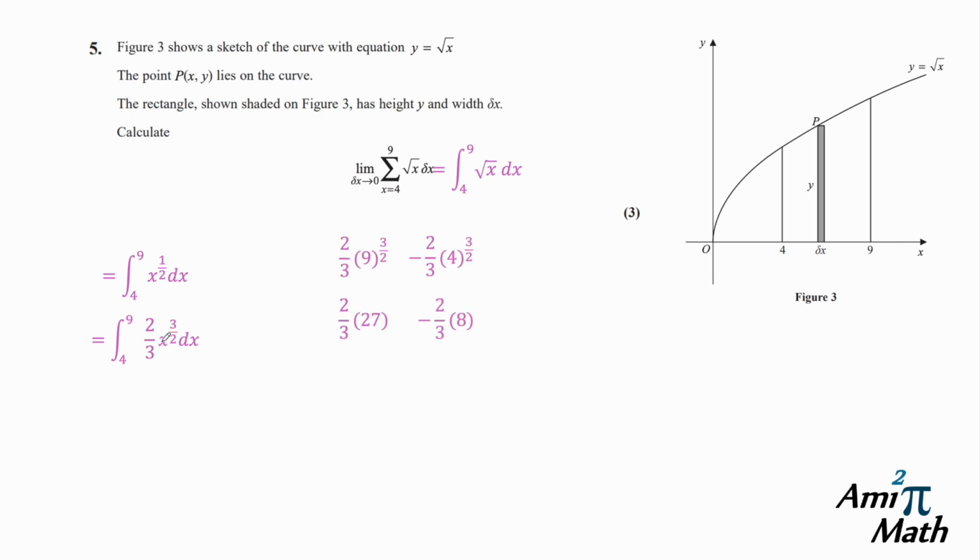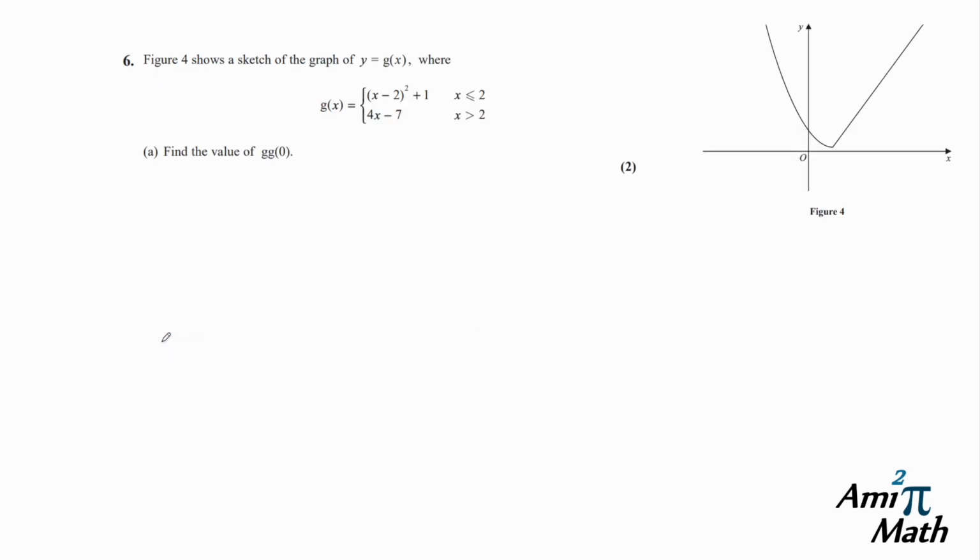And if we expand that, we get this, which gives us 18 minus 16 over 3, which is 38 over 4. Okay, question number 6. Figure 4 shows a sketch of the graph y equals g of x, where g of x equals (x minus 2) squared plus 1 for x less than or equal to 2, and 4x minus 7 for x greater than 2. Find the value of g of g of 0.